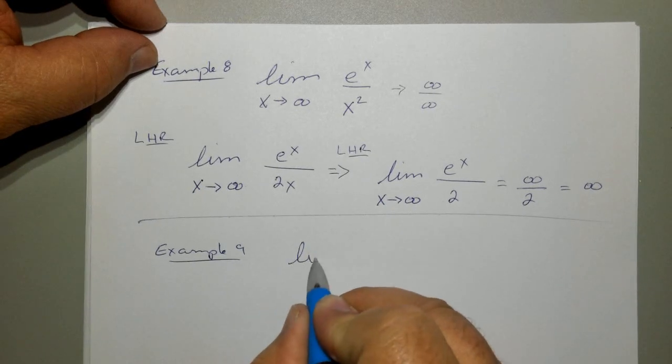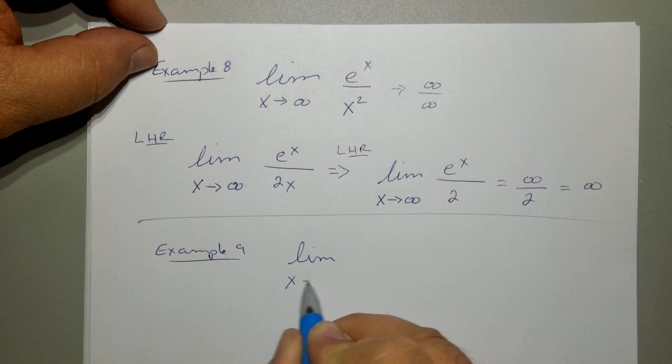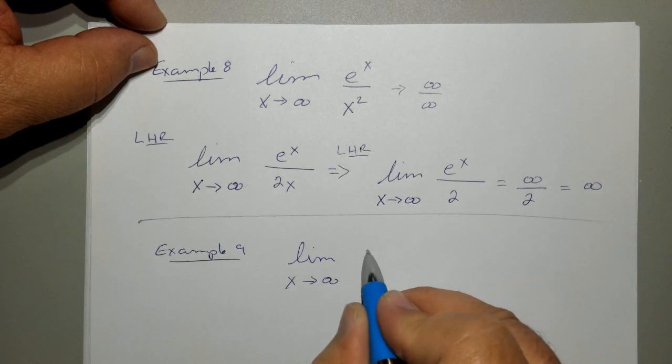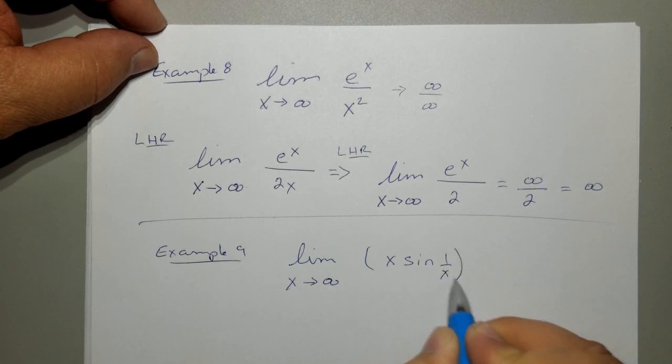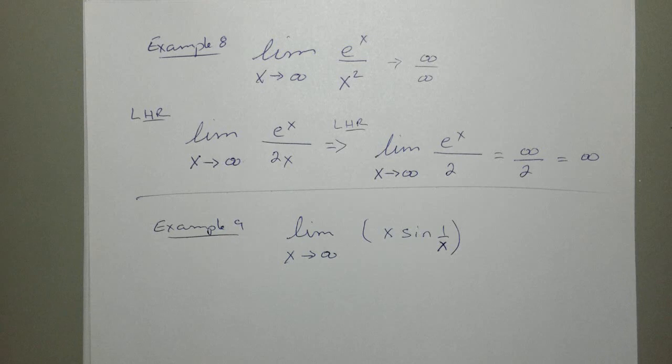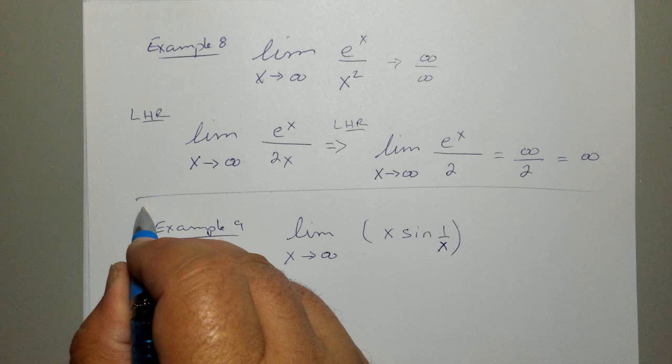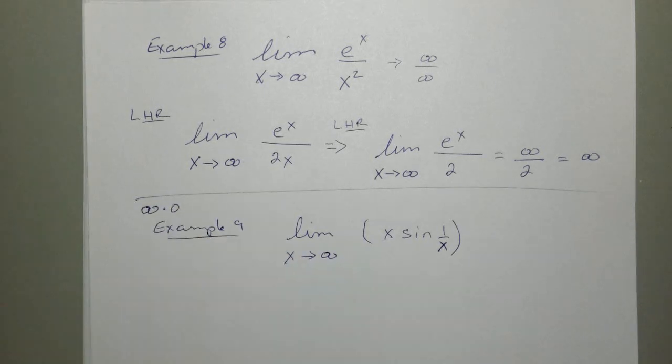Example 9. Limit as x approaches infinity of x times sine 1 over x. This is an example of infinity times 0. As x goes to infinity, 1 over infinity goes to 0, sine of 0 is 0, so it's infinity times 0.